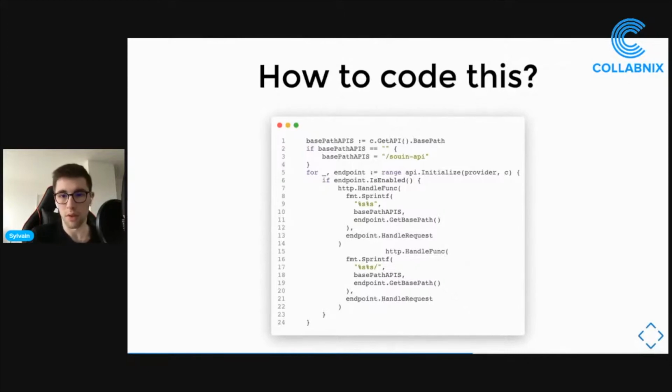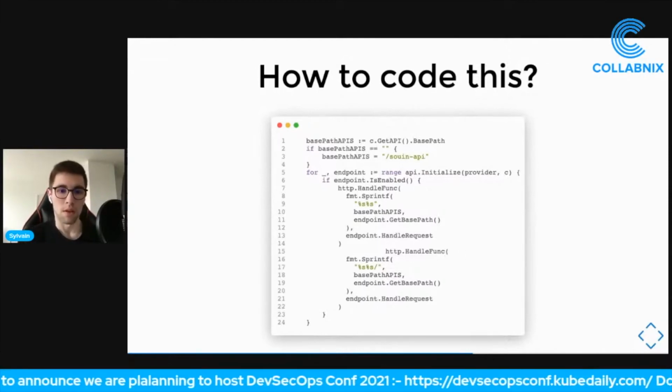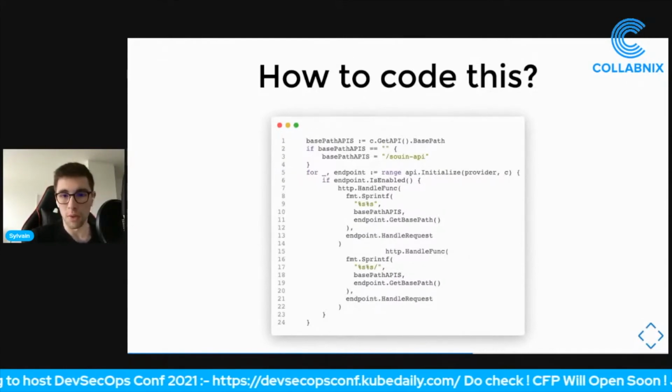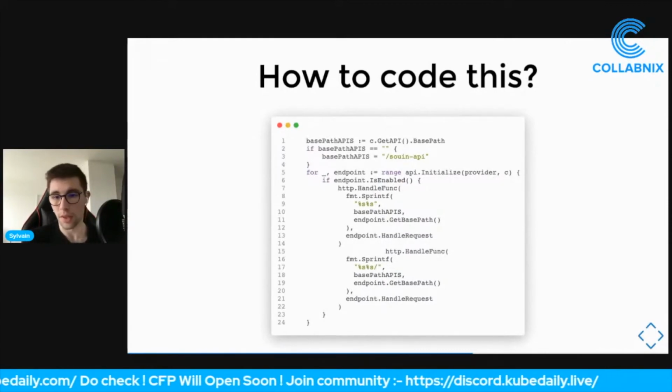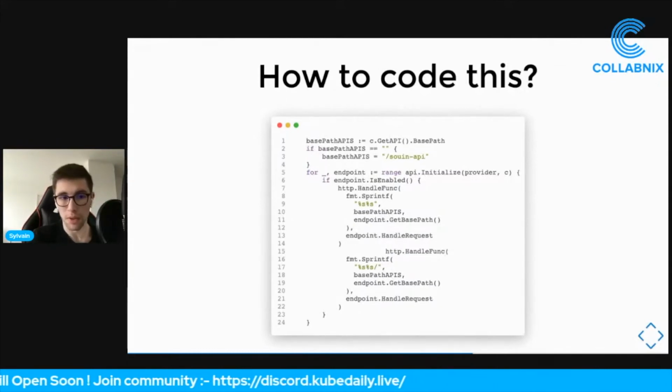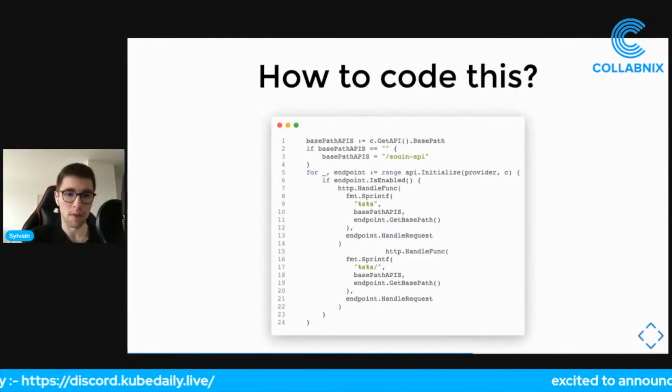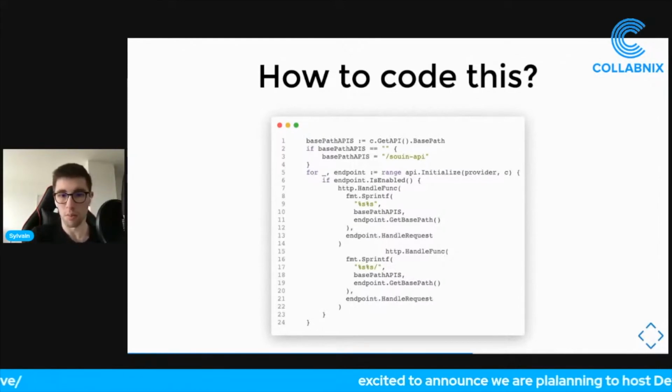Then after that, I load each endpoint using the initialize function, which takes a provider and a configuration as parameters. If the endpoint is marked as enabled, I just create an HTTP handle func with and without trailing slash. And each endpoint has a property named handle request, as the name specified, to handle the incoming request. Then the path is built from the concatenation of the main bus path and the endpoint bus path, and the code is running at the Souin startup only, and it takes only some milliseconds to be executed.